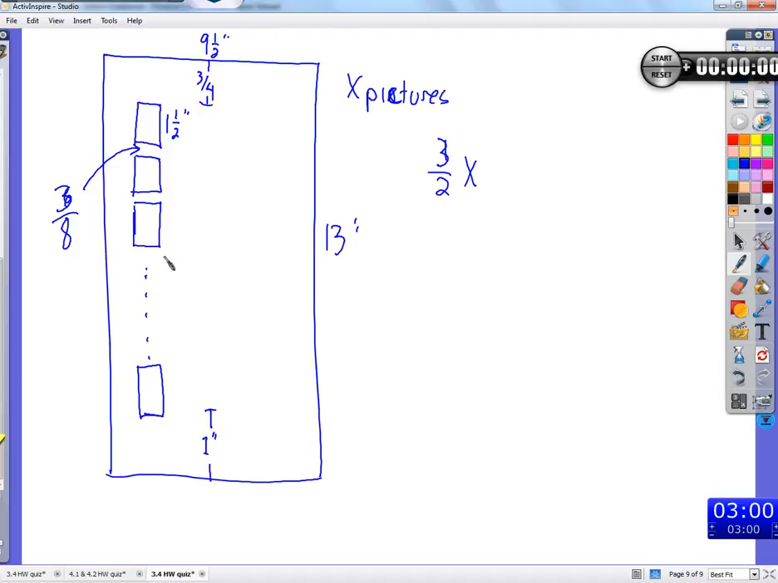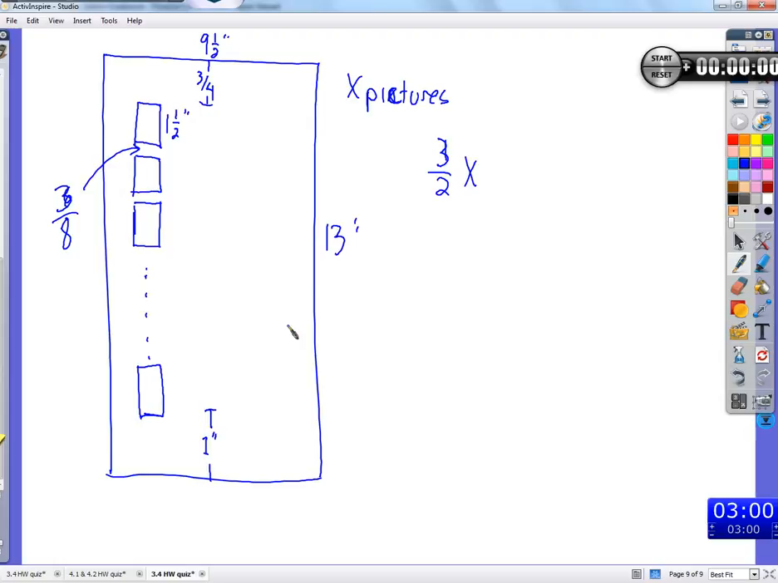Like the final answer? No, we don't want to be there yet. We want to get there. What is 3 halves x? 3 halves times x, what does that tell us? Let's say we let x be 5. 3 halves times 5, what would that tell us? It's telling us 3 halves times 5. Which in the context of this problem means what?